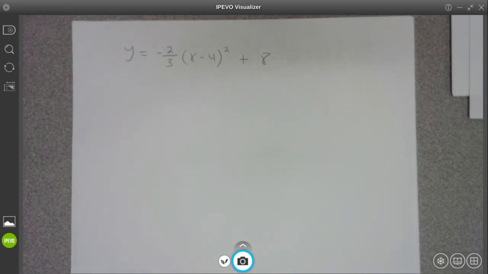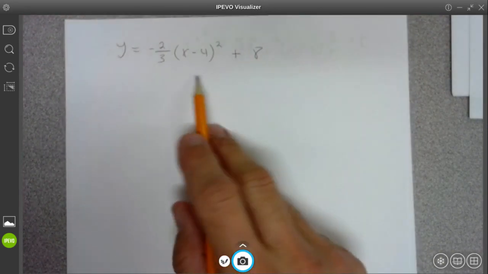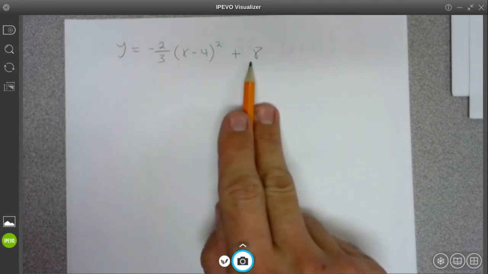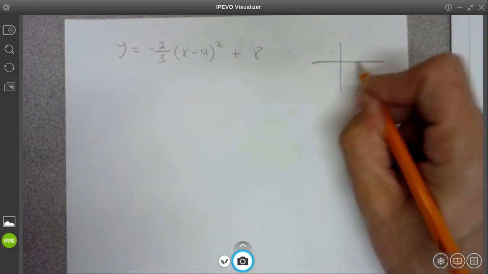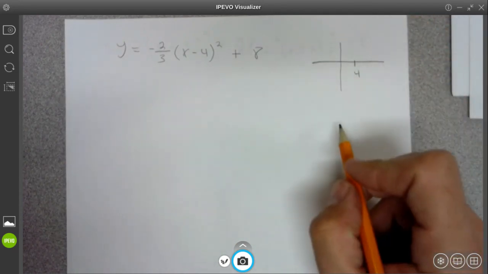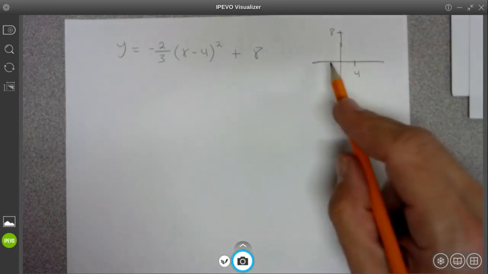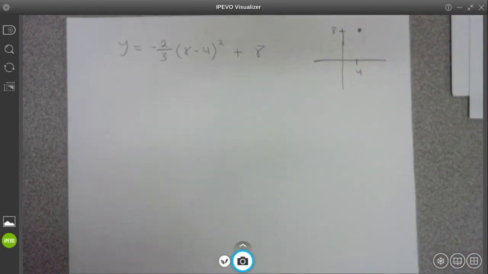So, I've got a, I'd say, more difficult example for finding the x-intercepts on a quadratic that's in vertex form. Let me just kind of graph it real quick. We're going to go 4 units to the right, and 8 units up. It's going to be kind of high up here. All right, so 4, 8, that's our vertex.